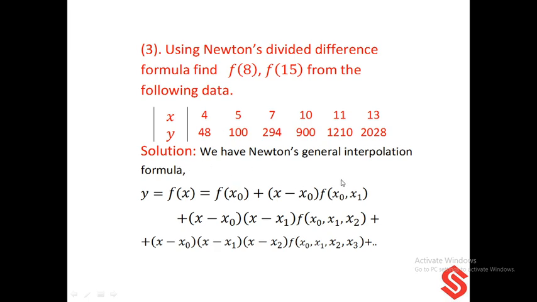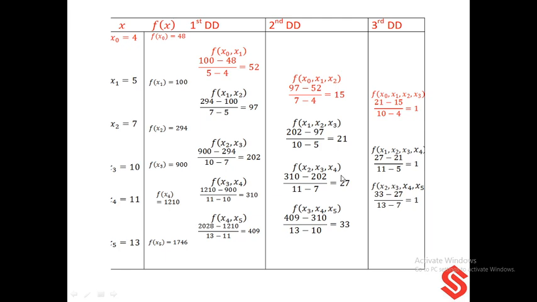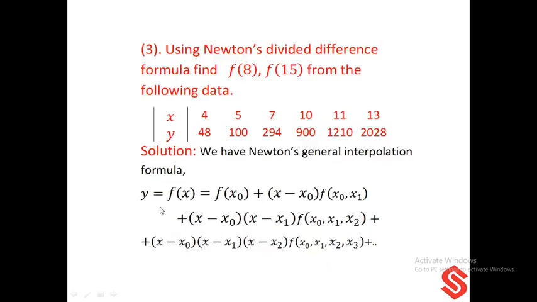So first let us write Newton's general interpolation formula or Newton's divided difference formula. Y is equal to f of x is equal to f of x naught plus x minus x naught into f of x naught comma x1 plus x minus x naught into x minus x1 into f of x naught, x1, x2 plus x minus x naught, x minus x1 into x minus x2 f of x naught, x1, x2, x3 etc. Here f of x naught, x1 is the first divided difference, f of x naught, x1, x2 the second divided difference, f of x naught, x1, x2, x3 the third divided difference.